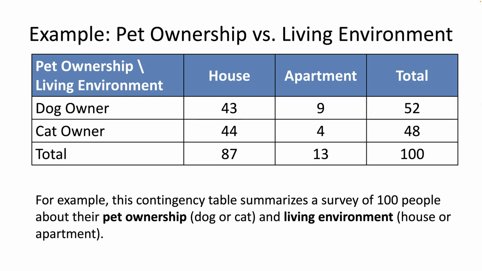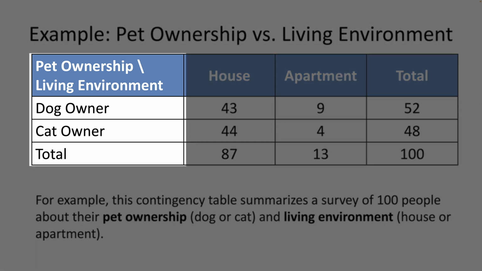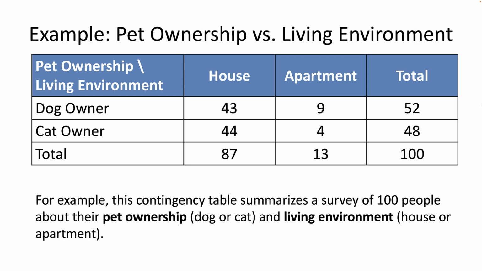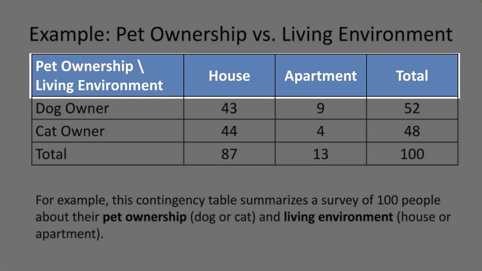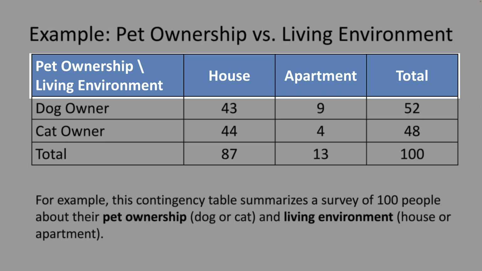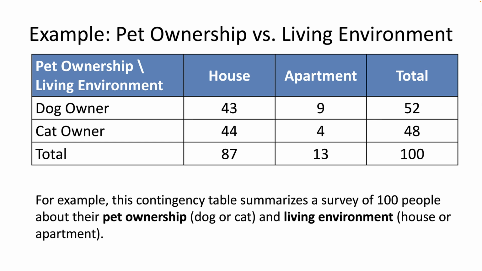This contingency table summarizes a survey of 100 people about their pet ownership, whether they owned a cat or dog, and living environment, whether they lived in a house or an apartment. Down the left column, you will see the pet ownership categories: dog owner, cat owner, and then a total. Going across the top row of the table, you will see responses for the living environment, whether they lived in a house, an apartment, and then another total column. I've included a copy of this table in the video description below.